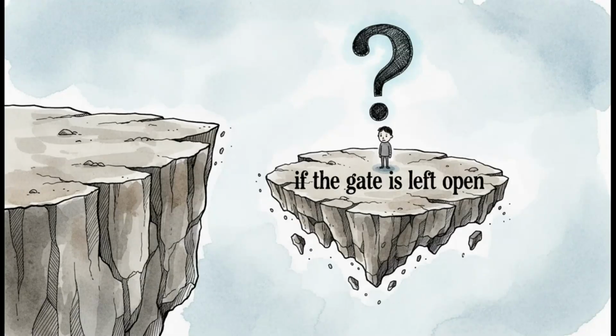But now look at the other part of that sentence. If the gate is left open. Now, it does have a subject, gate, and a verb, is left. So we know for sure it's a clause, but it just leaves you hanging, doesn't it? If the gate is left open, what? It's an incomplete thought. It desperately needs to be attached to that main clause to make sense.